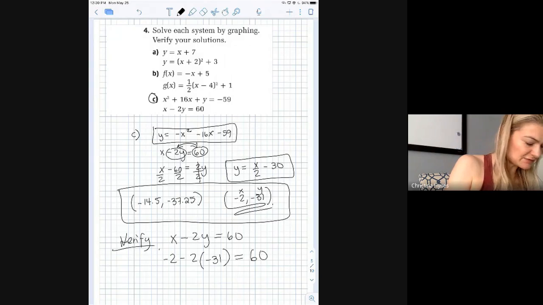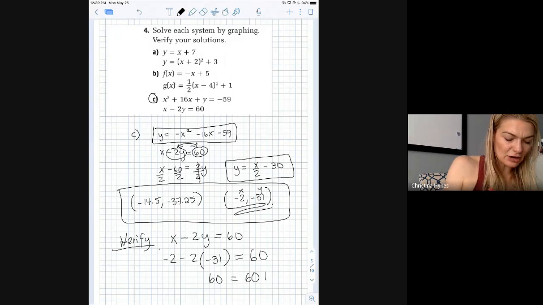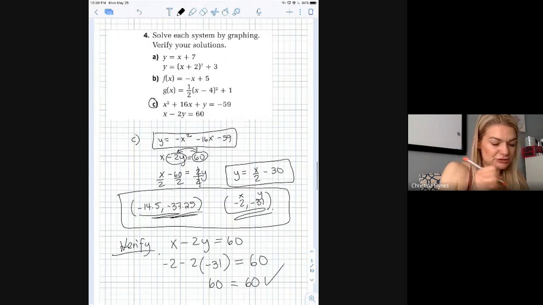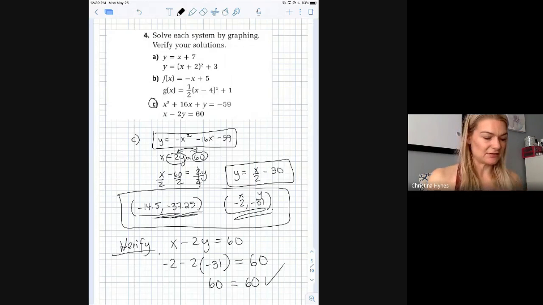So I'm putting -2 minus 2 times -31 in my calculator, and I get that the left side and the right side are both equal to 60, and that is how I verify. Then you would also verify those coordinates in the first equation just to really be sure. And then you would repeat that same step with this set of coordinates right here. Okay, so that is how you verify, by plugging it in and seeing if the left side of the equation equals the right side of the equation.